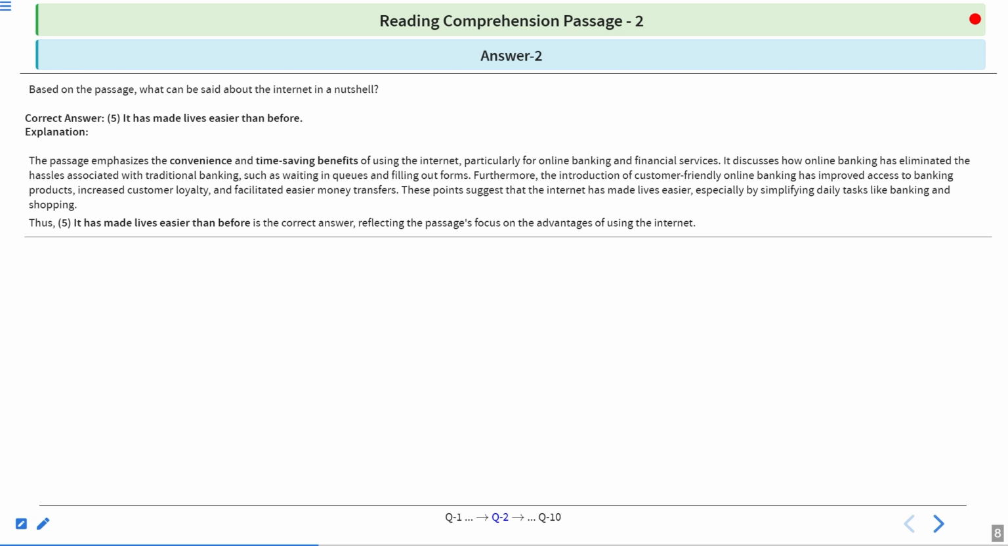Furthermore, the introduction of customer-friendly online banking has improved access to banking products, increased customer loyalty, and facilitated money transfers. These points suggest that the internet has made lives easier, especially by simplifying daily tasks like banking and shopping. Thus, 5, it has made lives easier than before is the correct answer, reflecting the passage's focus on the advantages of using the internet. I hope you understood the explanation. Let's move to the next question.